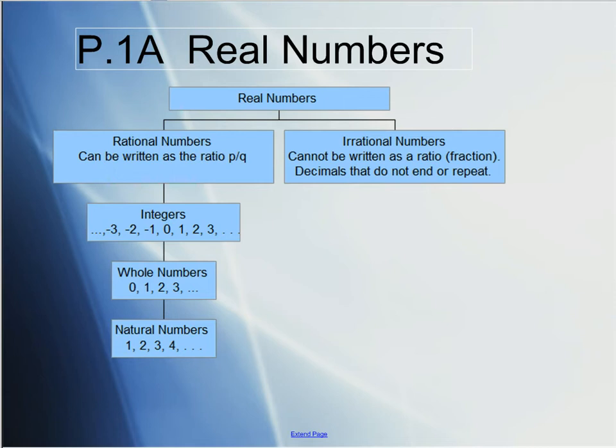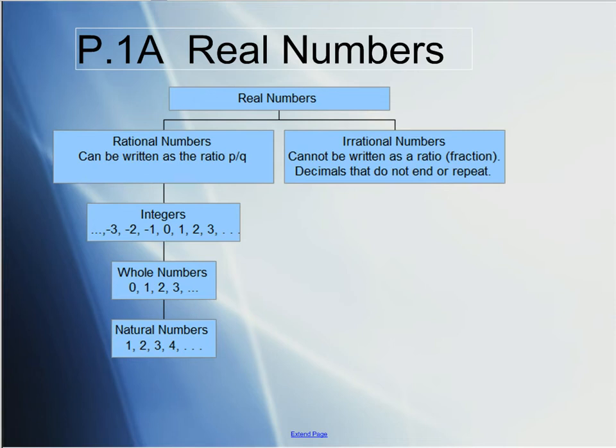Integers are also rational numbers. They do not contain decimals or fractions. They are numbers such as -3, -2, -1, 0, 1, 2, and 3. The whole numbers start with the number 0 and then go on up 1, 2, and 3. One way to remember the whole numbers is that they start with a number that looks like a whole.